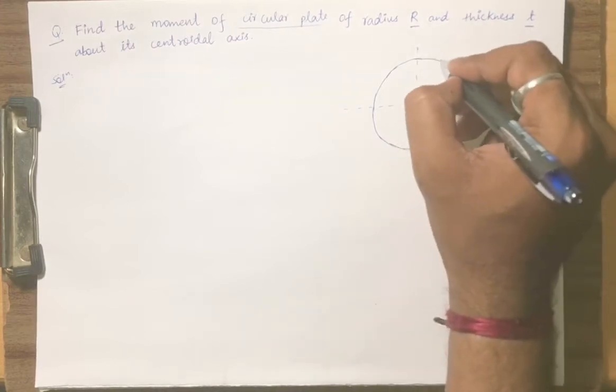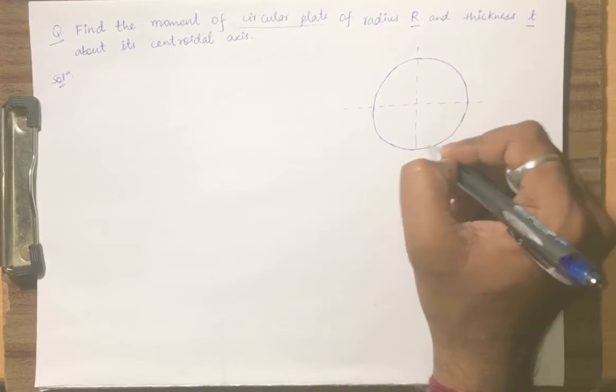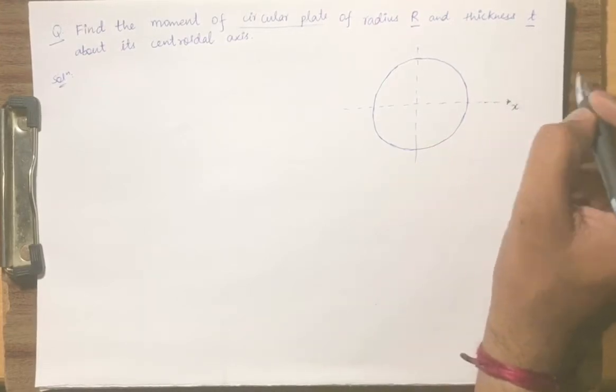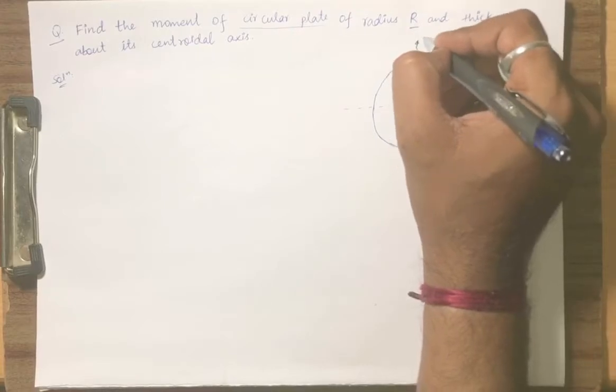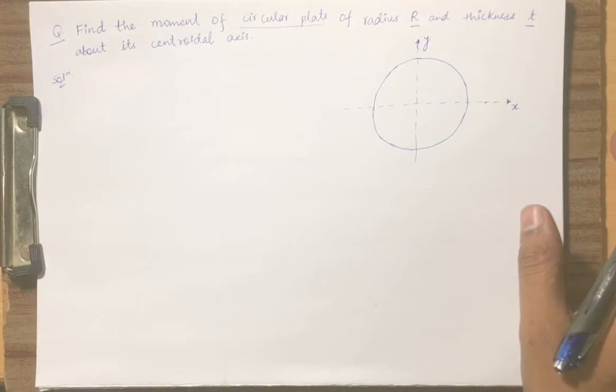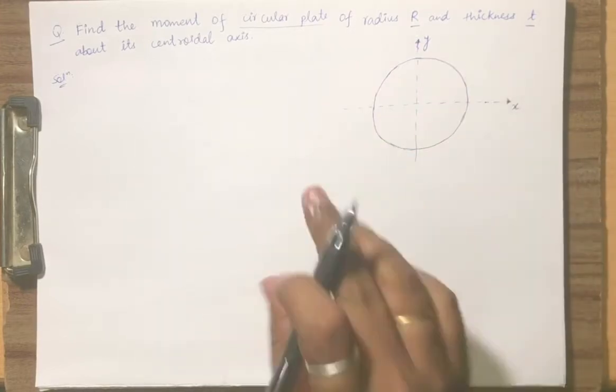So it will look something like this. Okay. So this is x, this is y. So it is a 2D object. Why is it a 2D object? It is given in the question. It is a plate with thickness t.